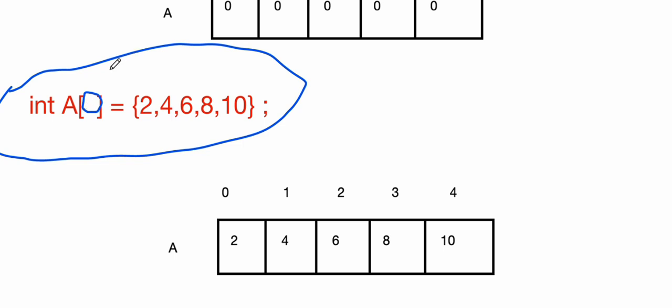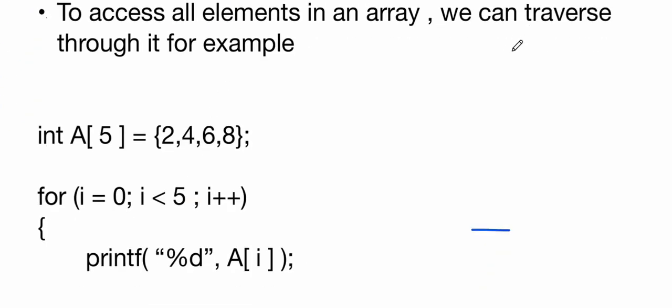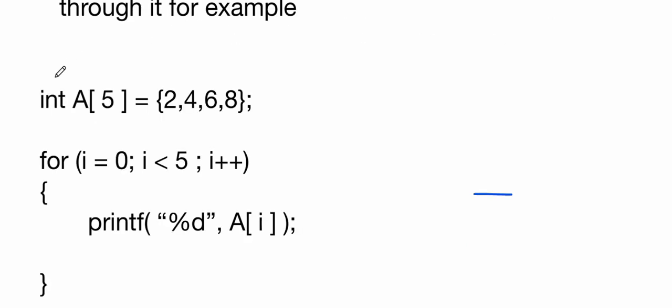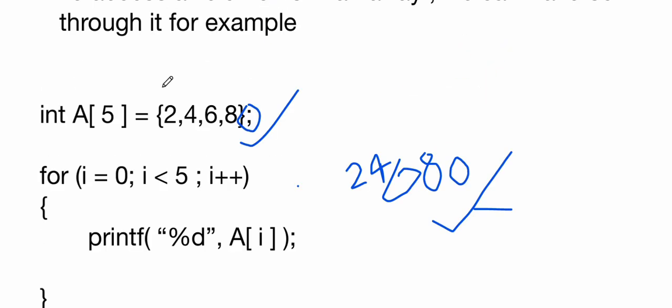So this code is correct, there is no error. It automatically prints 2 4 6 8 and 10. You can see that the array is 2 4 6 8 and 10. To access all elements in the array, we can traverse through it. For example, a[5] is 2 4 6 8, and the other is 0. It is also automatically printed as 0. So the output is 2 4 6 8 and 0. This is the output of this program.